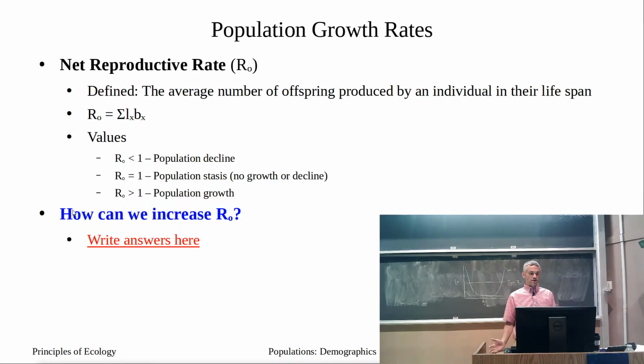So here's a question. How can we increase our net reproductive rate? Let's say we're interested in conserving a population. We've just saved it from the brink of extinction. Now we want to increase our population. What are some things that we can do to increase this net reproductive rate?